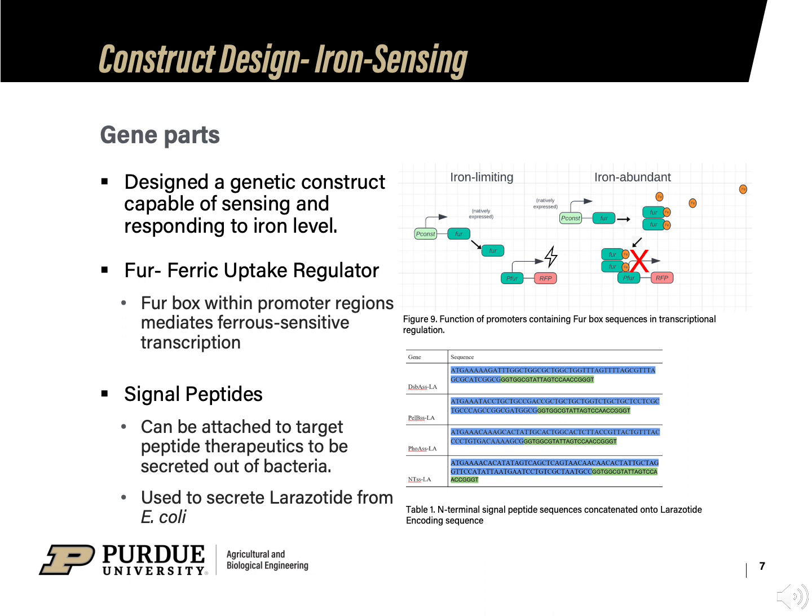For the iron sensing part of the project, we designed a genetic construct capable of sensing and responding to iron level. This was the Fur, ferric uptake regulator. The Fur box within promoter regions mediates ferrosensitive transcription, and so it's a perfect promoter for the use within our system. Additionally, signal peptides were coded for because they can be attached to target peptide therapeutics to be then secreted out of bacteria. We use these signal peptides to secrete lorazepatide from E. coli.